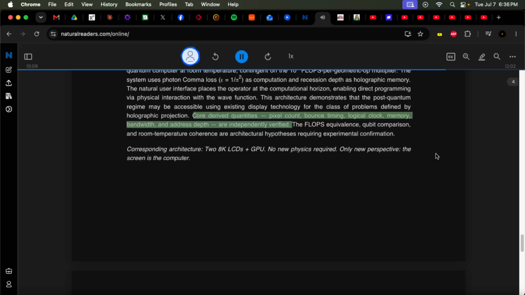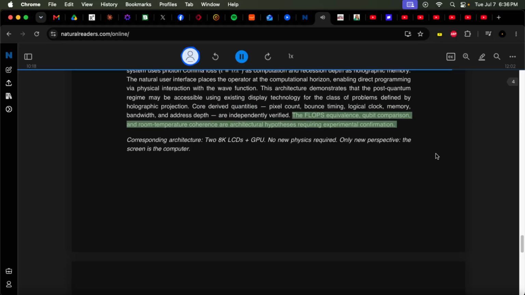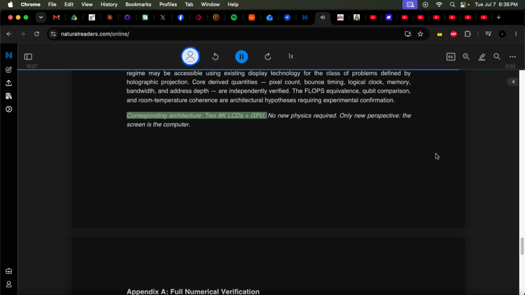Core-derived quantities, pixel count, bounce timing, logical clock, memory, bandwidth, and address depth are independently verified. The flops equivalence, qubit comparison, and room temperature coherence are architectural hypotheses requiring experimental confirmation. Corresponding architecture, 28K LCDs plus GPU. No new physics required. Only new perspective, the screen is the computer.